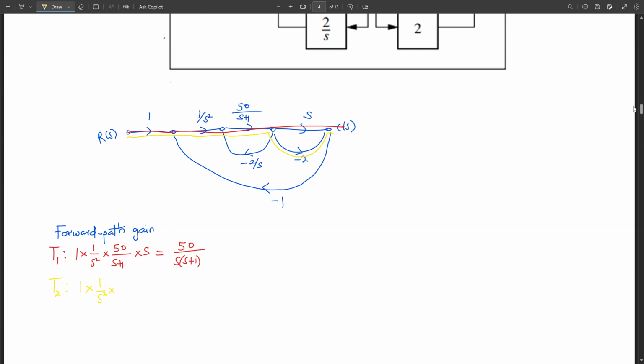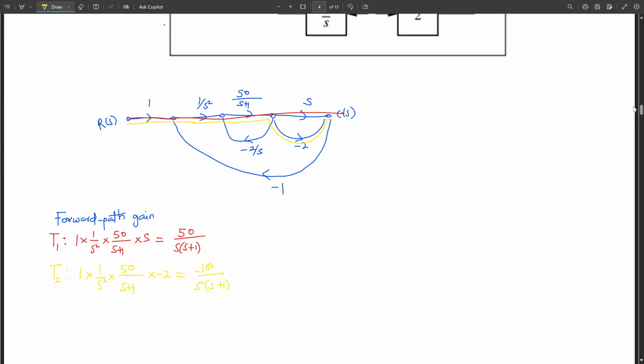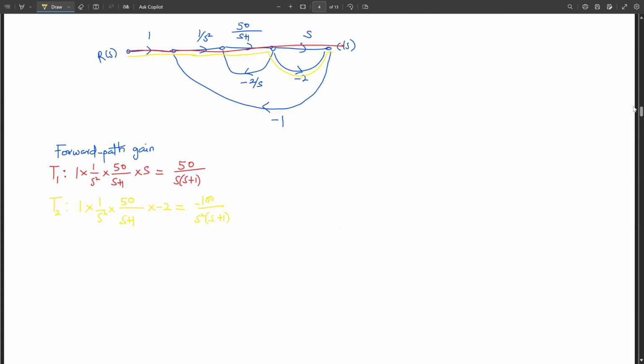So times 50 over s plus 1 times minus 2 is equal to minus 100 over s squared times s plus 1. The next step is to identify our loops, right? So we've been able to find the forward path transfer function. The next thing is to find our loops and hence the loop gains.